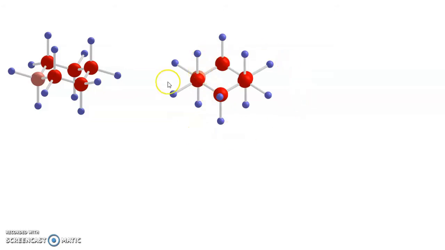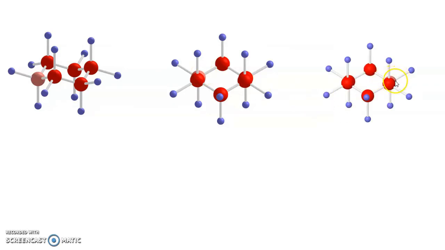Now we have seen that when we take the three-dimensional model, we have the chair form, and when we rotate it, we get this eclipsed form. Okay, and then again when we rotate, you can see here the carbon 1 which we had marked earlier. It's here now. Rotated, the carbon 1 has come here again.